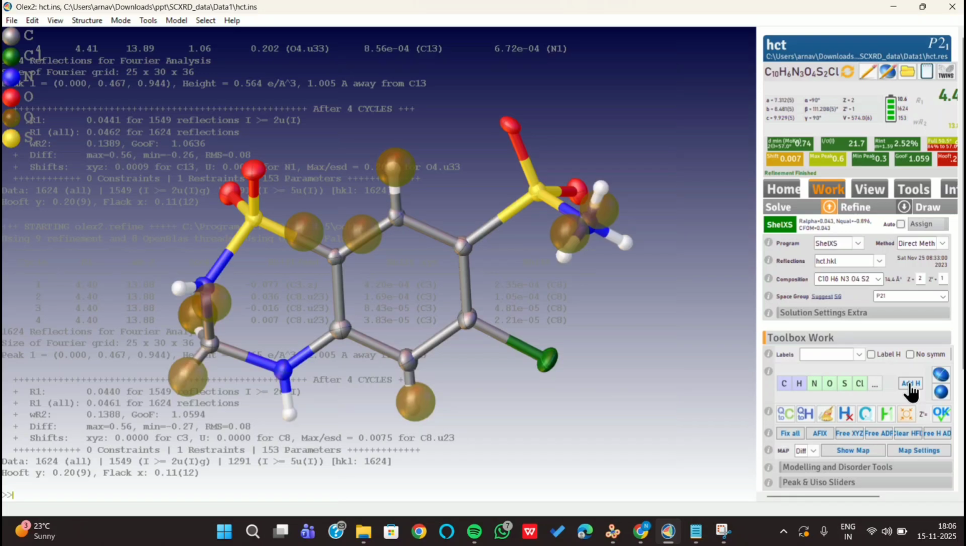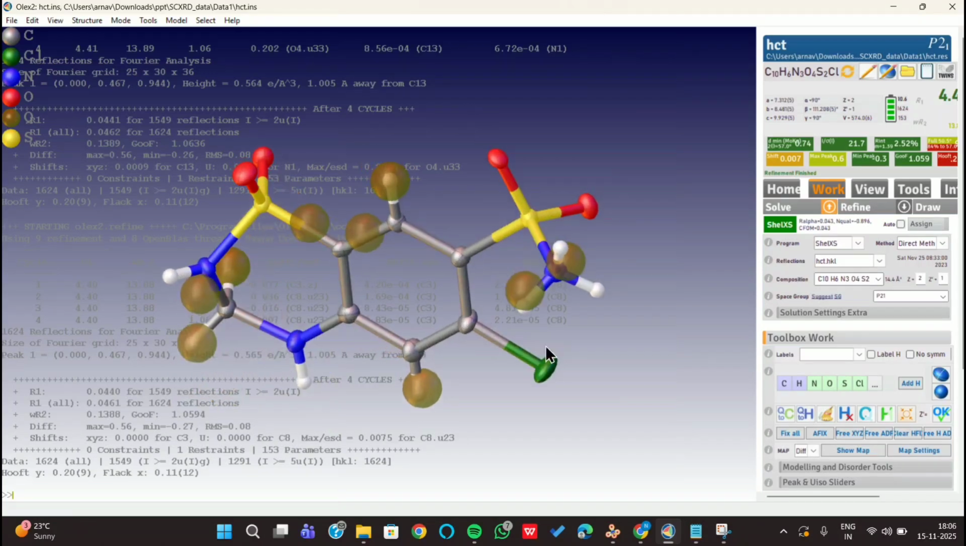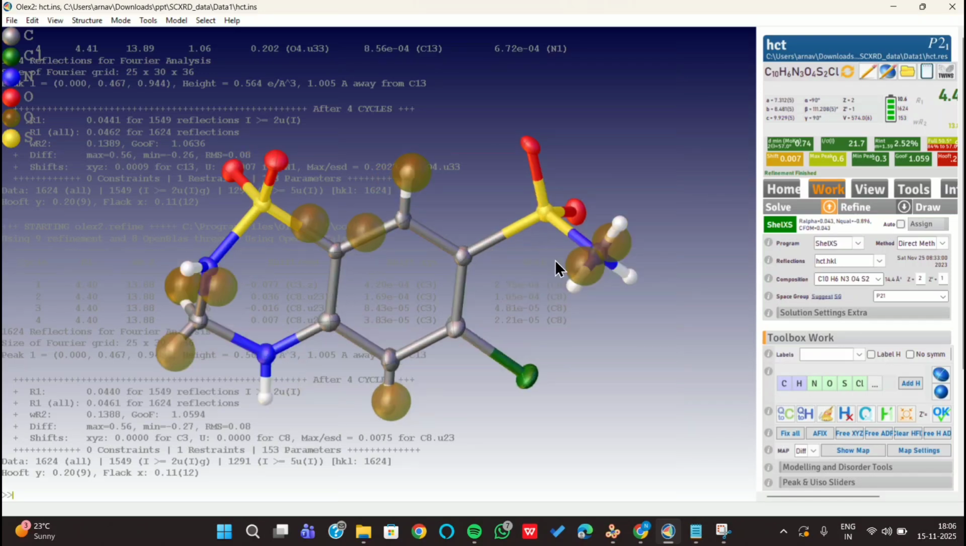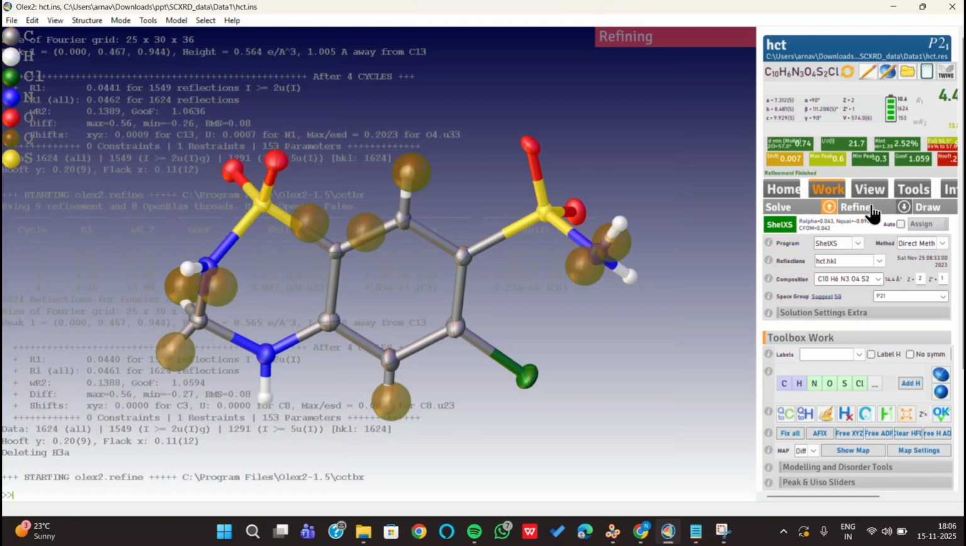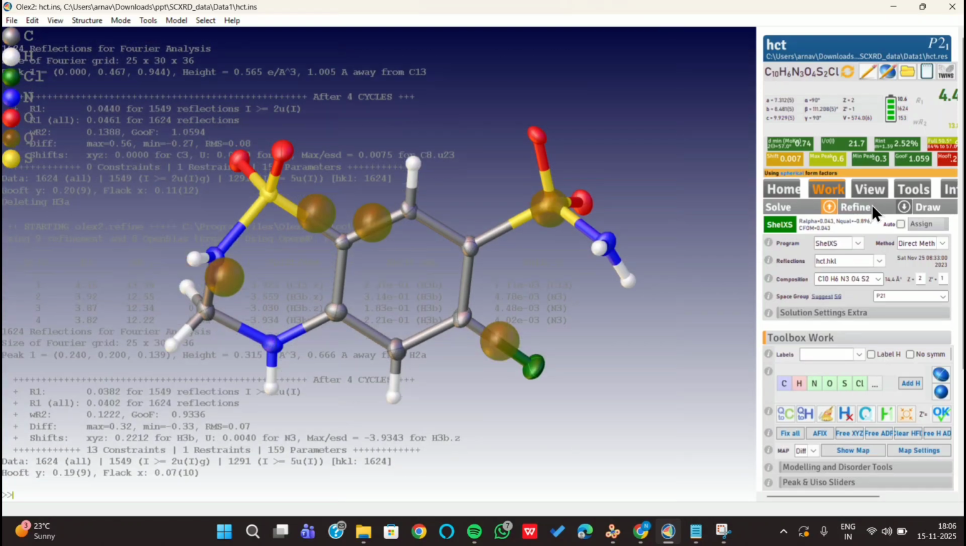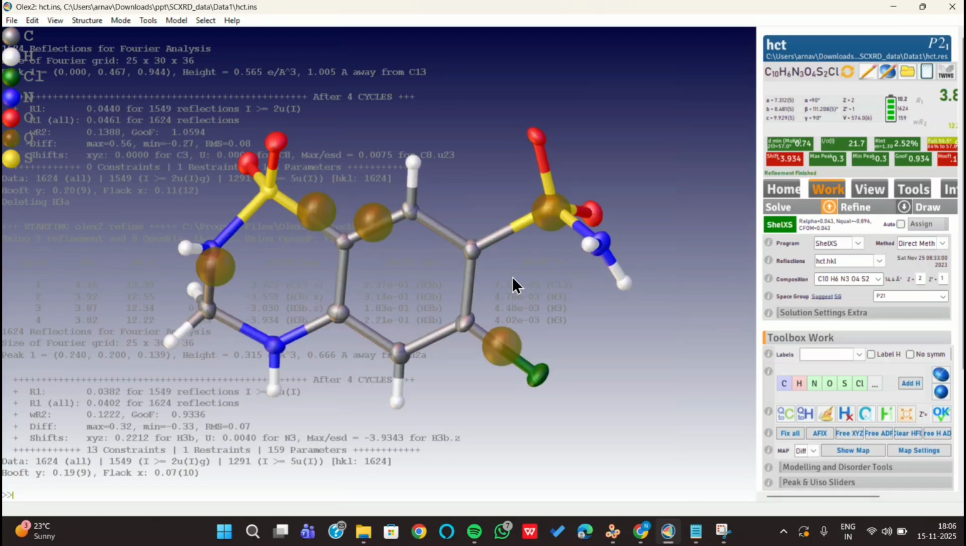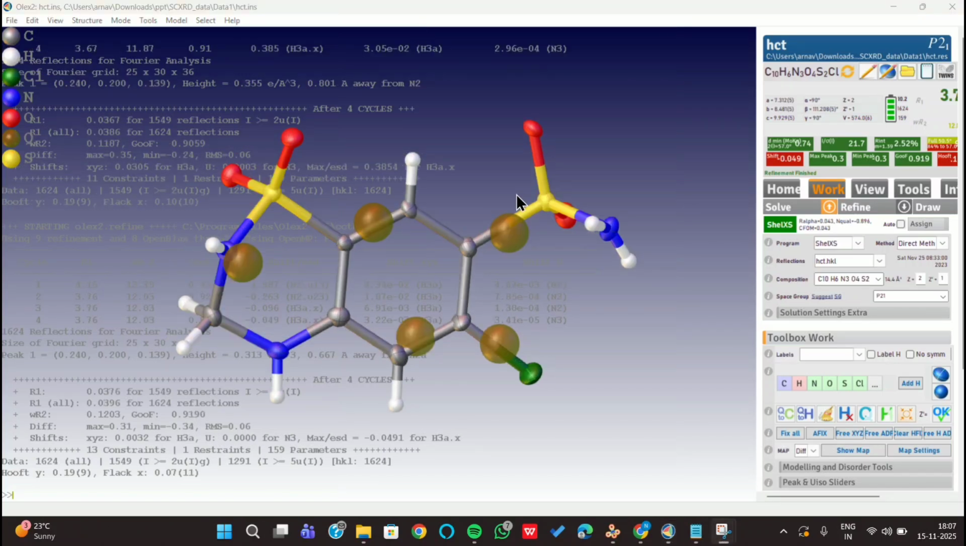to this structure. Hydrogen is added, but there is an ammonium ion here, so we'll simply remove one hydrogen from this side. And now we'll refine it. And you can see that the R factor has decreased to 3.8. So by simply adding the hydrogen the R factor has been reduced to 3.7.